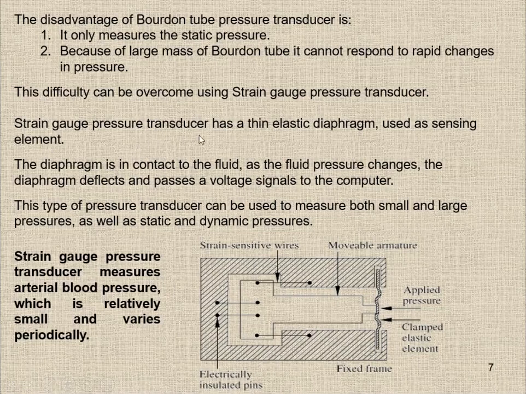So the strain gauge pressure transducer has a thin elastic diaphragm used as a sensing element. So this is the sensing element. The diaphragm is in contact with the fluid. Whatever the fluid is, air, water, oil, or blood, this diaphragm is in direct contact with the fluid. As the fluid pressure changes, the diaphragm deflects and passes a voltage signal to the computer.